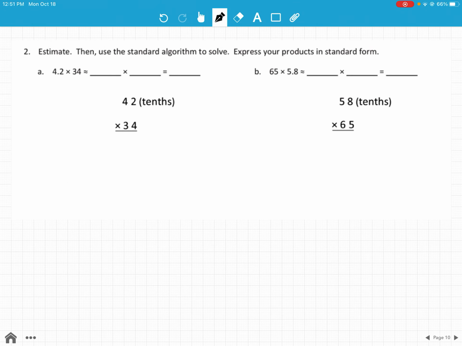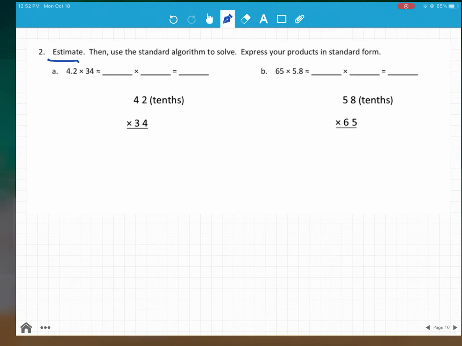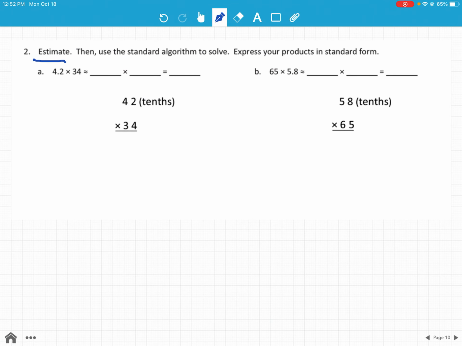This time, we are going to do the estimation and use a standard algorithm. So we're not going to use the area model. If you want to use the area model, go ahead, use the area model. You're going to do 2a, so I'm going to do 2b, or not to be.